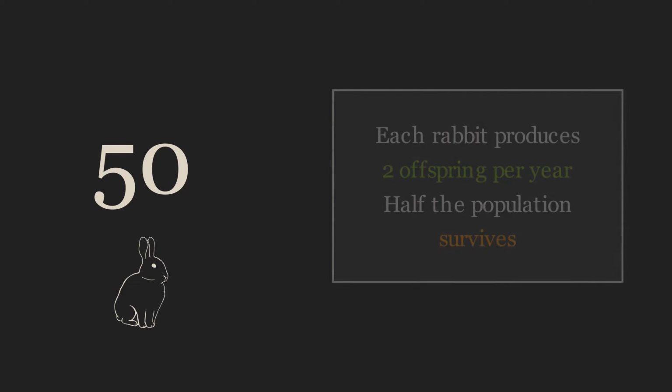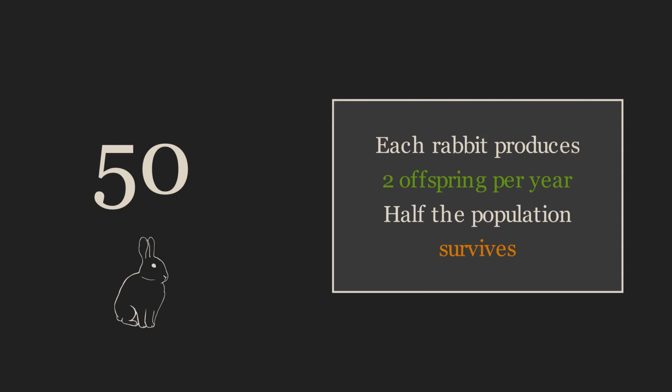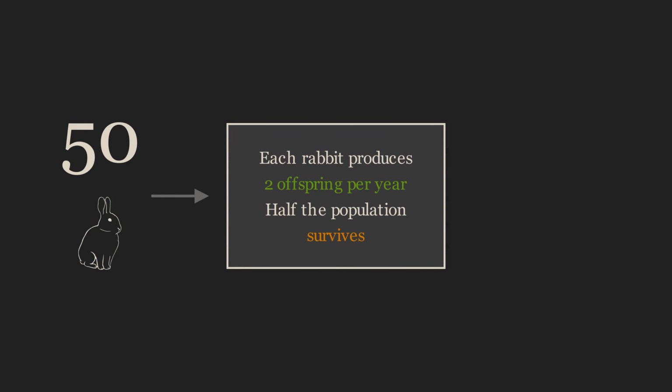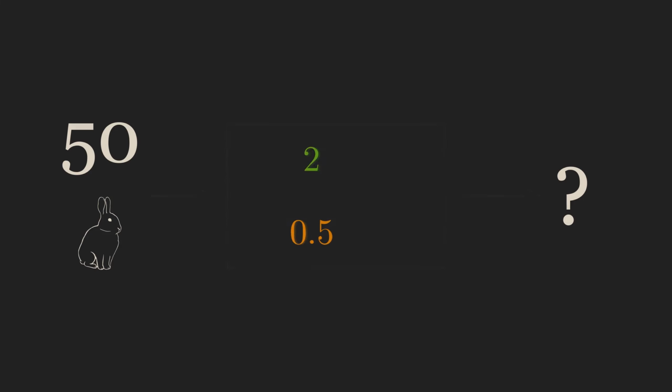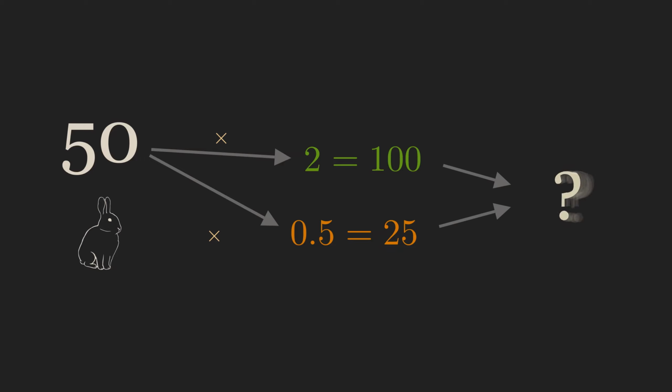Imagine you have a population of 50 rabbits, and from a study done in the area you know that each rabbit produces on average 2 young per year, and from one year to the next half of the original population dies. How many rabbits will there be a year from now? Simple enough, right? 50 rabbits, 2 young each, 100 new young. Half of the 50 die, 25 left. In total, 125 rabbits.